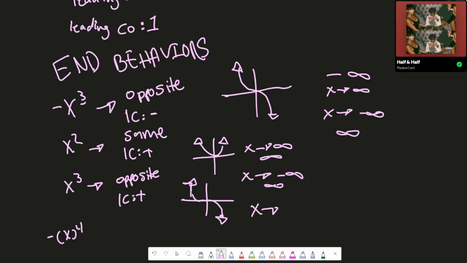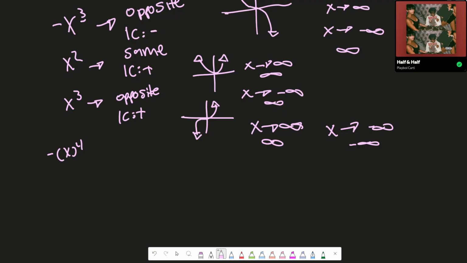So we know that as x approaches infinity, y approaches positive infinity. I drew the wrong graph. I'm sorry. And then as x approaches negative infinity, the graph approaches negative infinity.